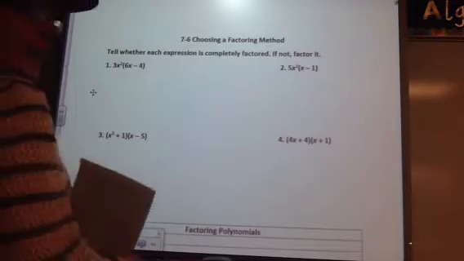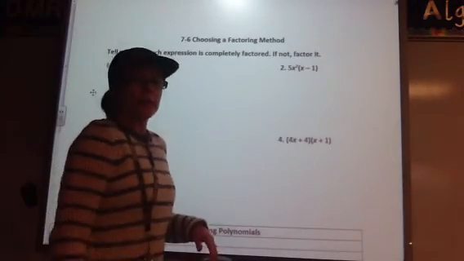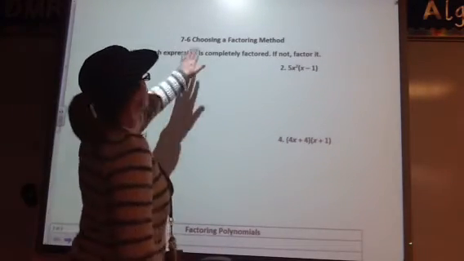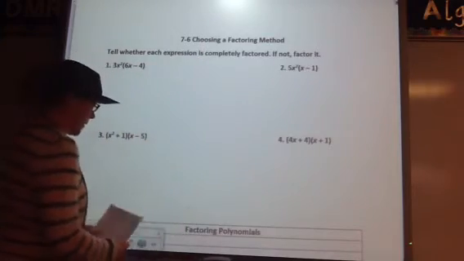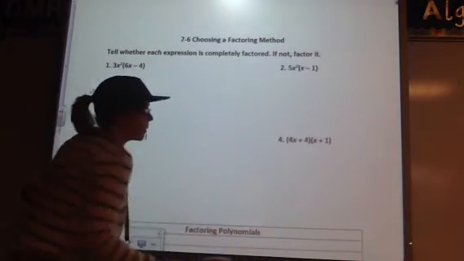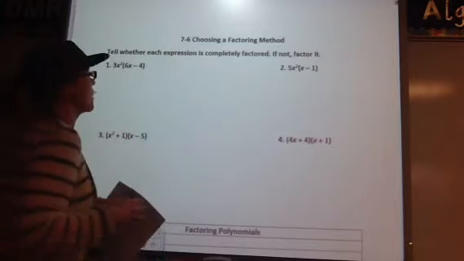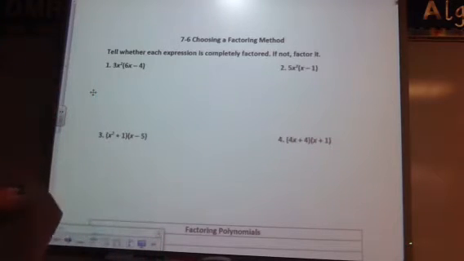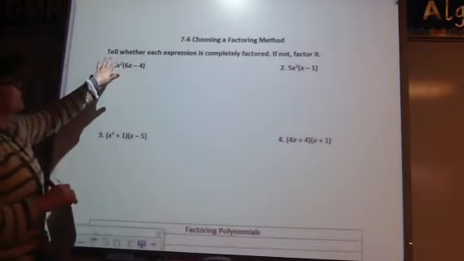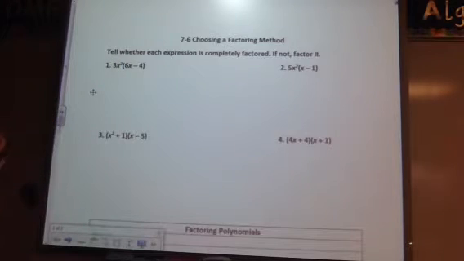All right, class, this is our last section of Unit 7, Section 6, Choosing a Factoring Method. Okay, so we're going to throw everything together that we've learned this chapter and factor these out. First, we're going to start off with telling whether each expression is completely factored, and if it's not, we're going to go ahead and factor it.